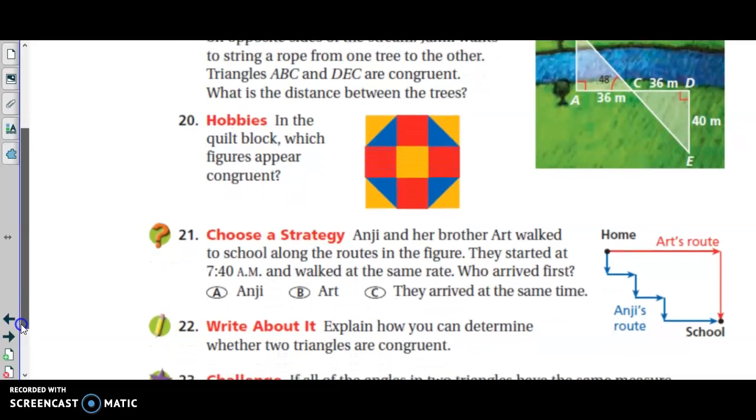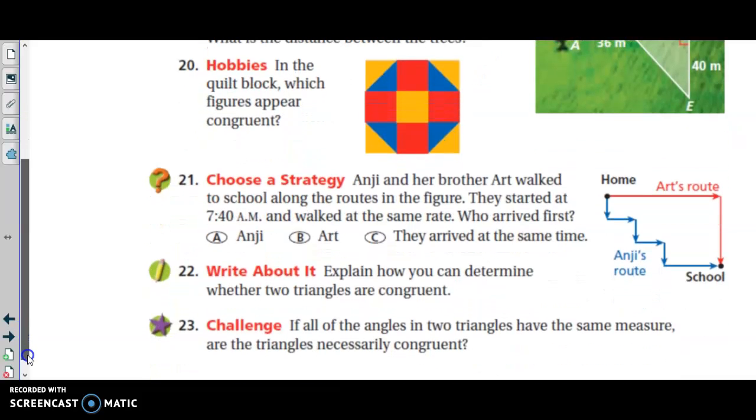Here's a little something to extend your knowledge in questions 21, 22, and 23. Choose a strategy. Angie and her brother Art walked to school along the routes in the figure. They started at 7:40 a.m. and walked at the same rate. Who arrived first? Write about it. You do not need to do number 22. In number 23, you can, if you want to, enter your answer: if all the angles in two triangles have the same measure, are the triangles necessarily congruent? You can give that one a try.